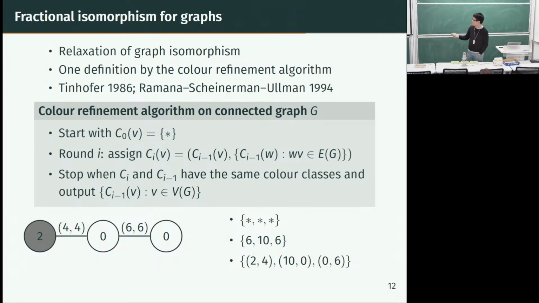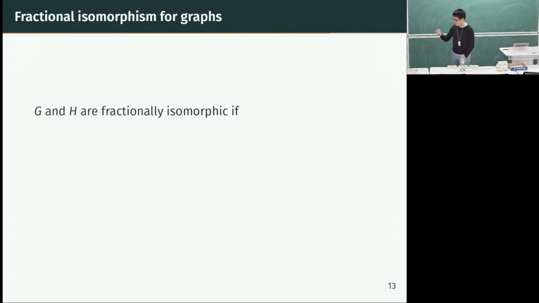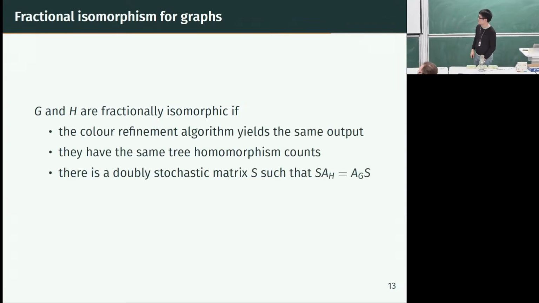Okay, so with this we can give definitions of fractional isomorphism. The first of these definitions is, as I went through before, that the color refinement algorithm gives the same output of the colorings. It turns out, through the work of many other authors, that there are quite a few equivalent definitions, two of which I have put here as well. The first says that two graphs are fractionally isomorphic if they have the same homomorphism counts of each fixed tree.